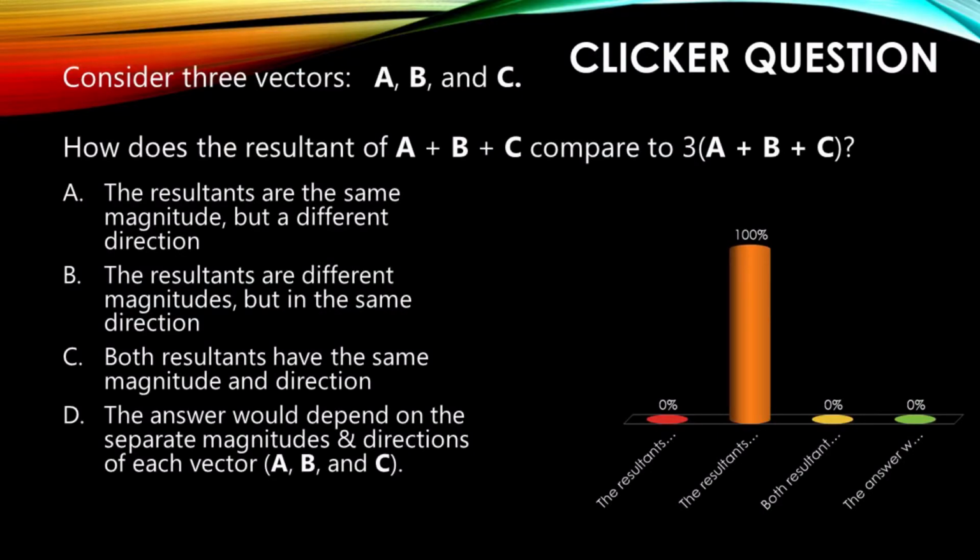Okay, so I think this one was pretty easy, so let's move on from it pretty quickly. So what do we think? What do we think the answer was here? B. I have to read what B is. The resultants are different magnitudes but same direction. Good. Now let's see specifically why this is true.